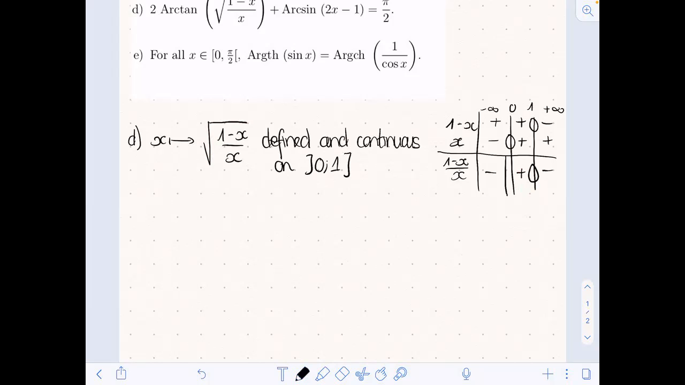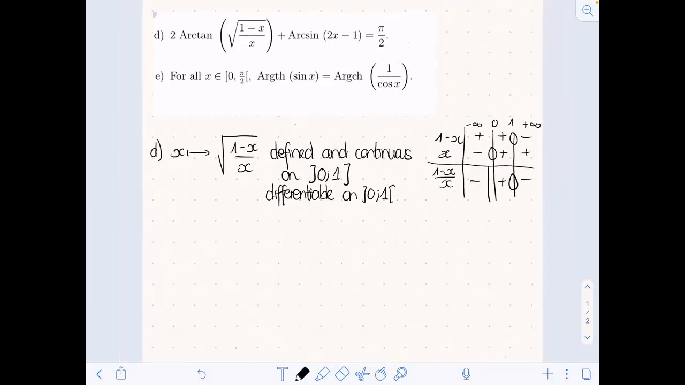Where is it differentiable? We have to exclude the 1. Yeah, absolutely. If you look at the value of the underlying fraction at 1, it's equal to 0, and the square root is not differentiable at 0. So it's differentiable on the open interval. Okay, so that's what's inside the arctangent.